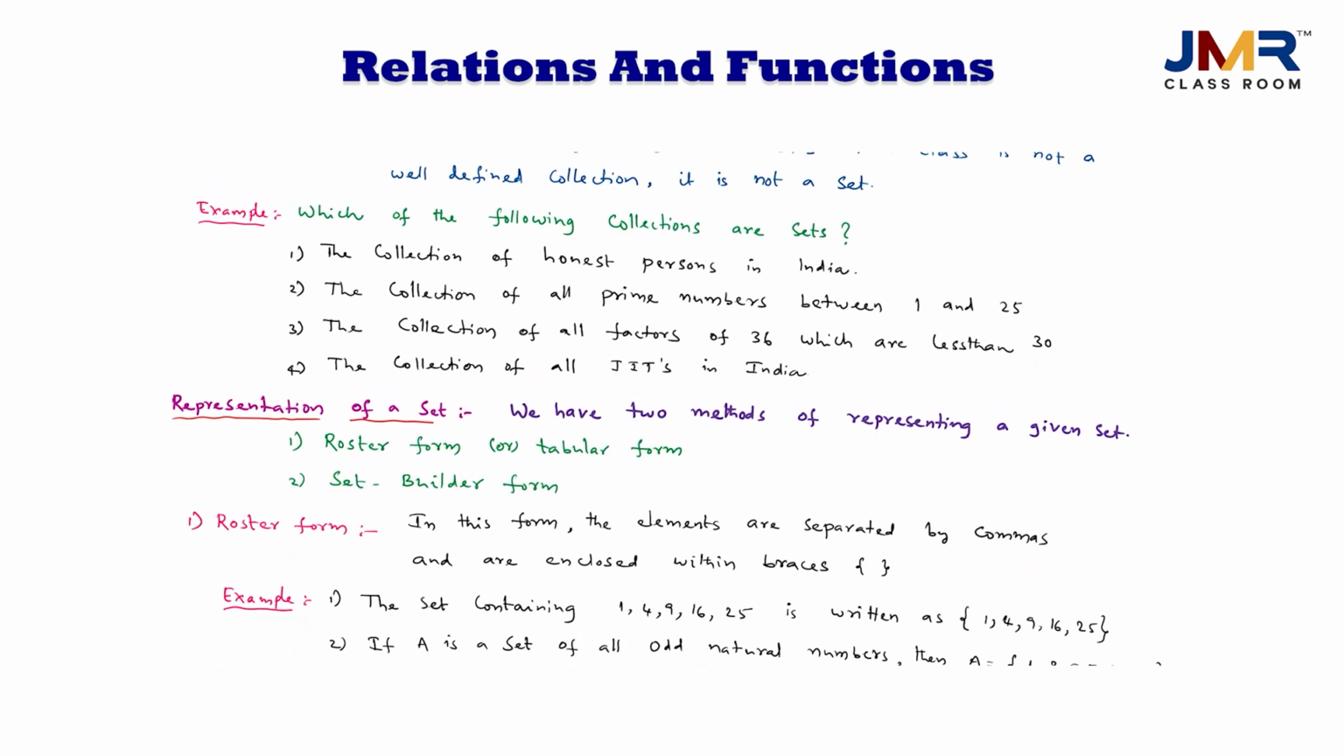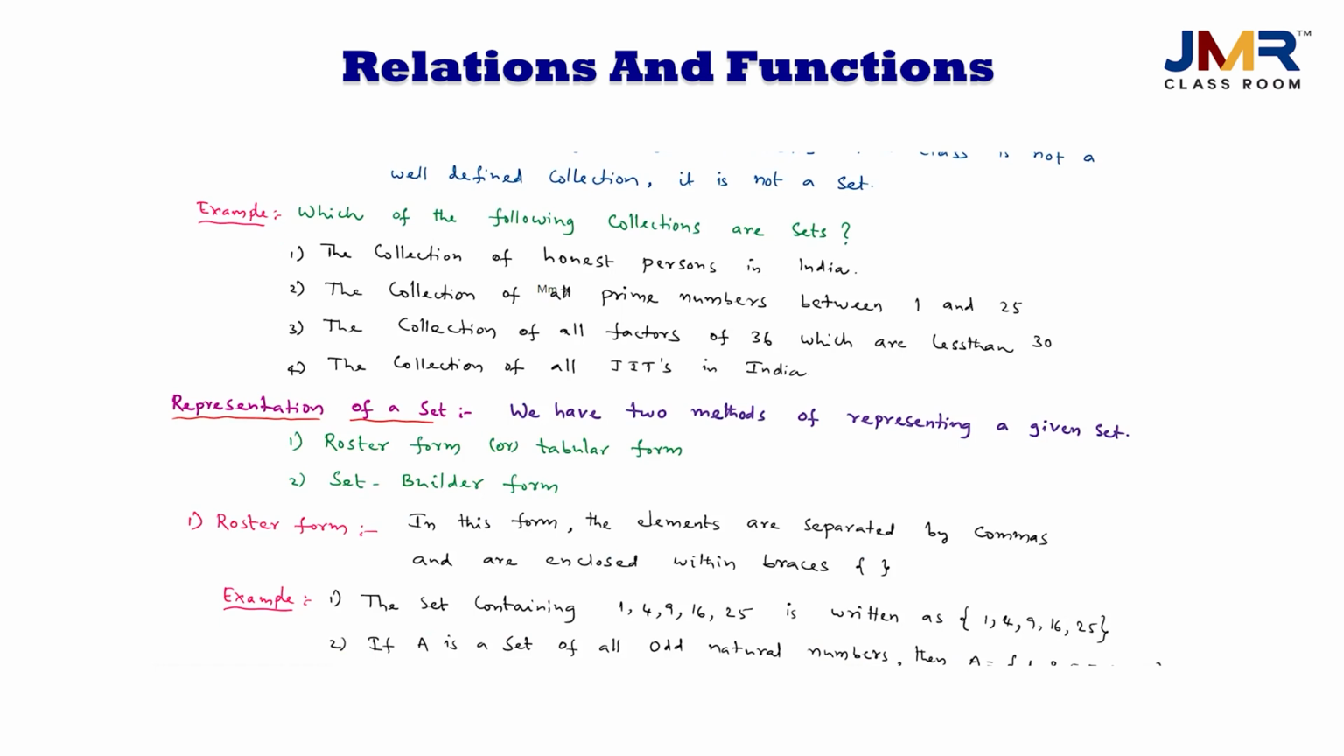Now, one more example. Which of the following collections are sets? First one, the collection of honest persons in India. Is it a set or not? This is not a set, because honest is not well defined, as there is no rule for deciding whether a particular person is honest or not. So the given collection is not a set.